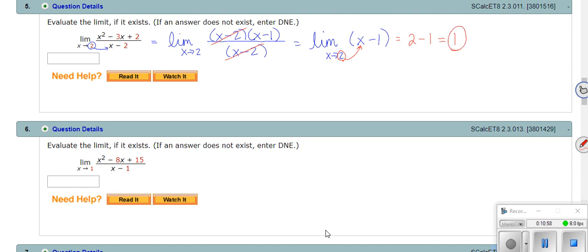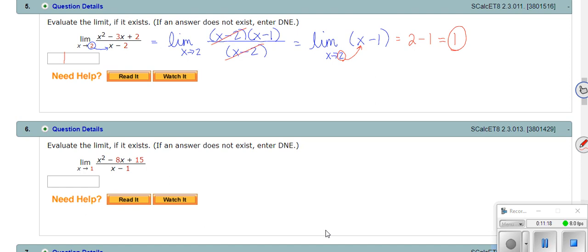Okay, so if you can simplify the rational expression, or the polynomial fraction, you should. That'll help you find the limit. Now, what about this one, number 6? Evaluate the limit if it exists.